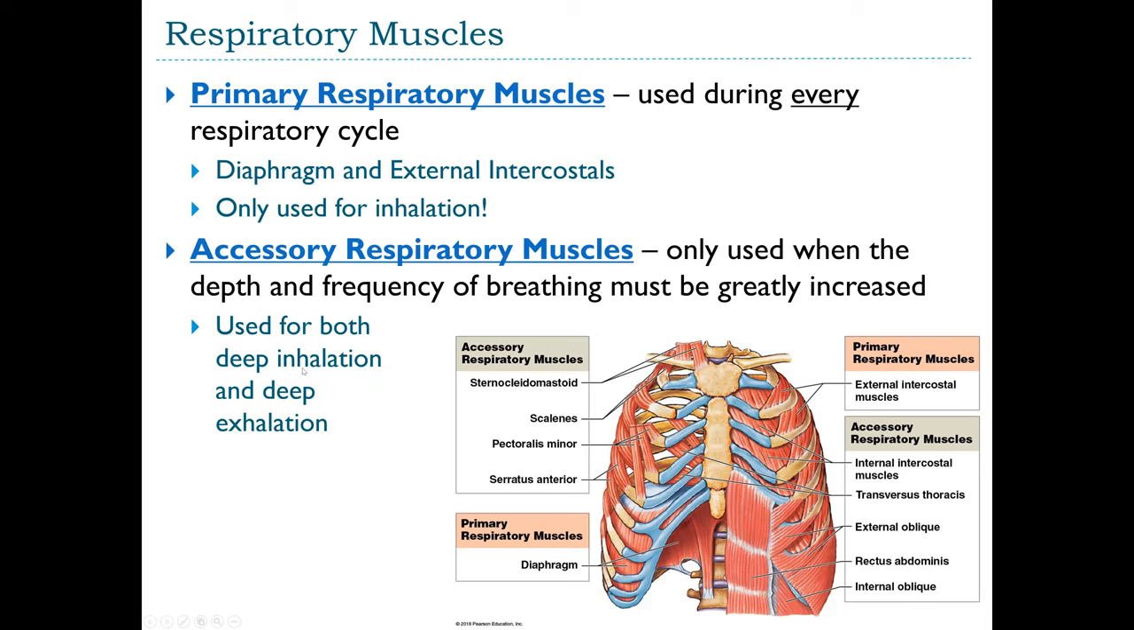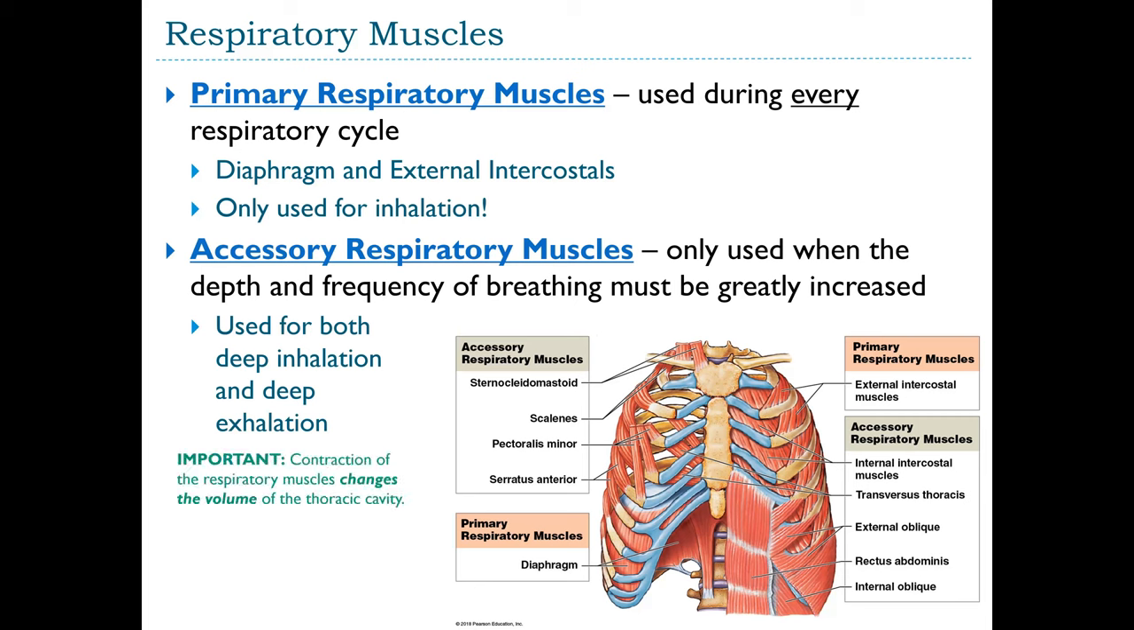And the accessory respiratory muscles are used for both deep inhalation and deep exhalation. And we have enough to go over in this chapter, so I'm not actually going to test you on the names of the different accessory respiratory muscles. Just know that they are used to make the depth and rate of breathing increase when needed.